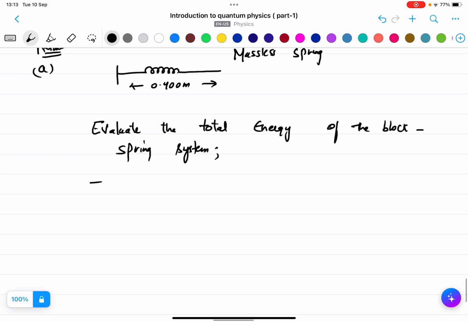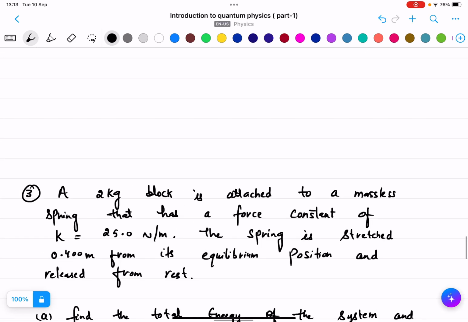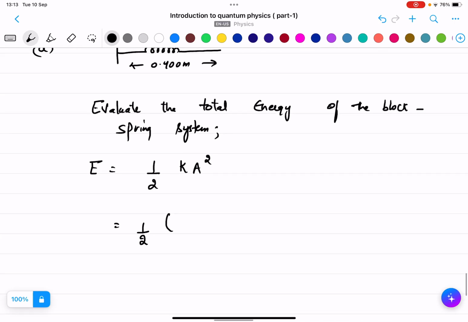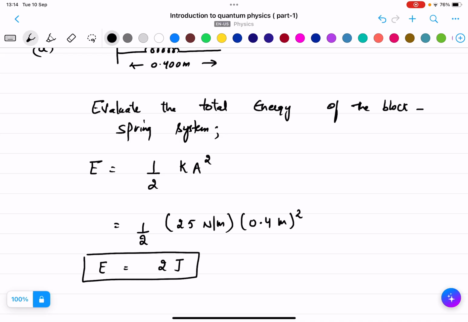So E equals half K A squared. We all know this formula. Now it will be half, and K equals 25 Newton per meter, which is given to you here. So we will write 25, and A is given to us as 0.4 meter, squared. When we calculate it, the energy will come to 2 joules. This is our energy.